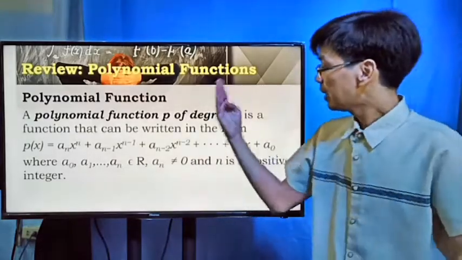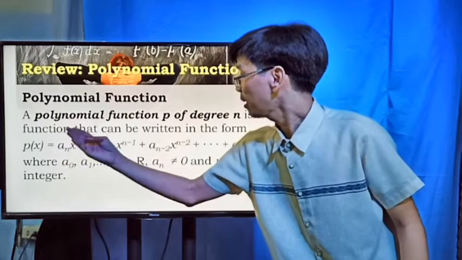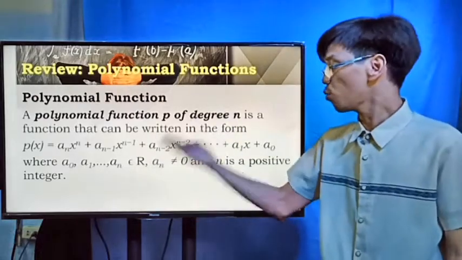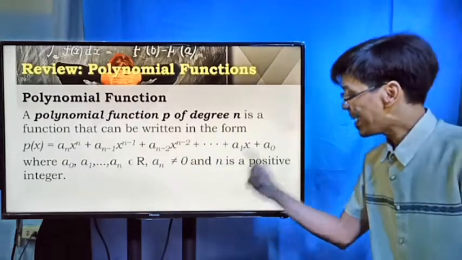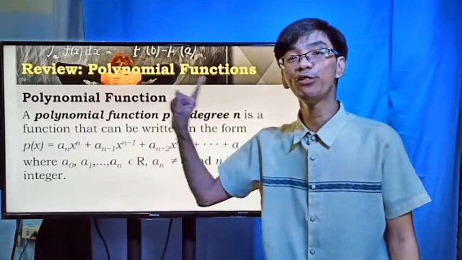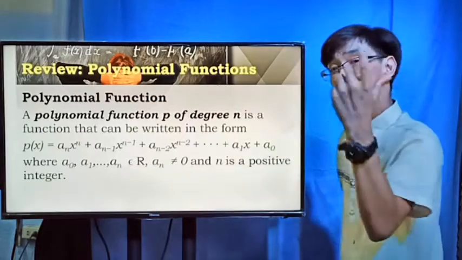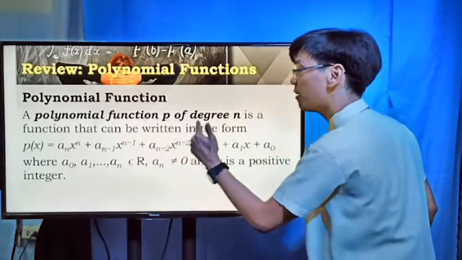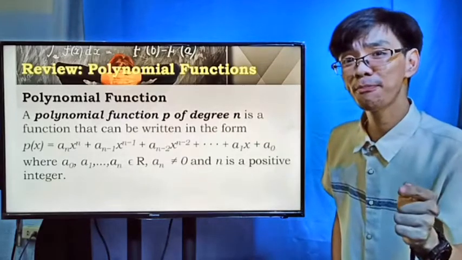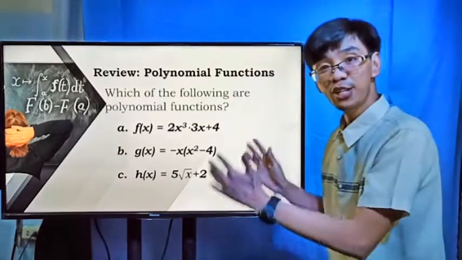Also, the coefficient of the term with the highest exponent must not be equal to 0. What is n? n is the value of the highest exponent of the variable. For it to be considered a polynomial function P of degree n, it must be a positive integer. Let us consider the following examples.